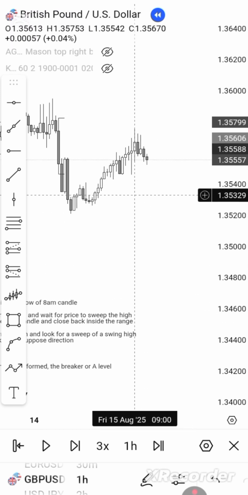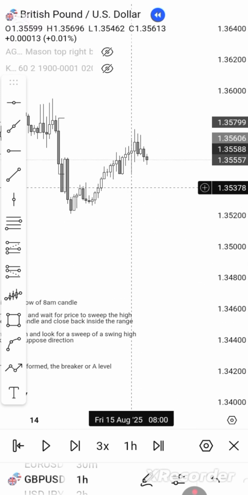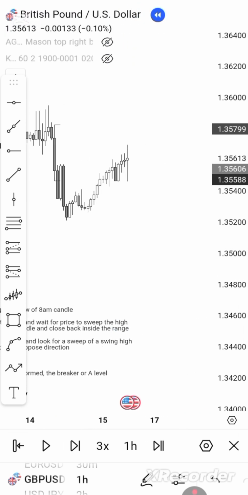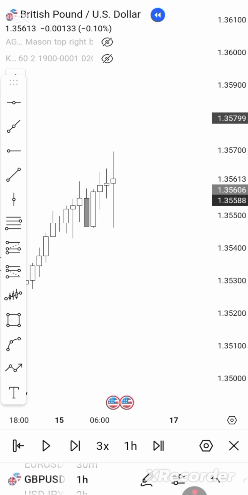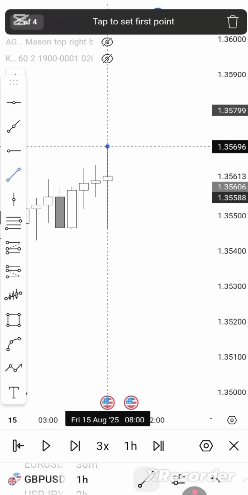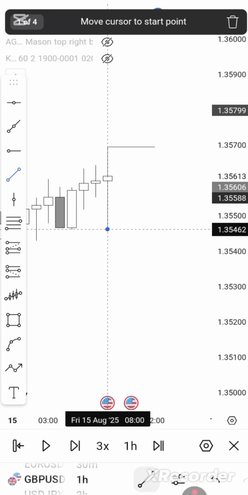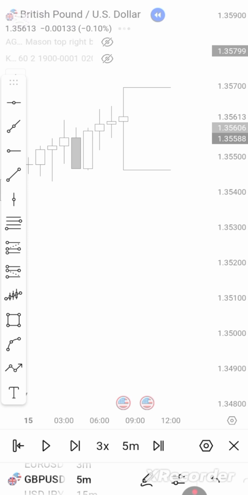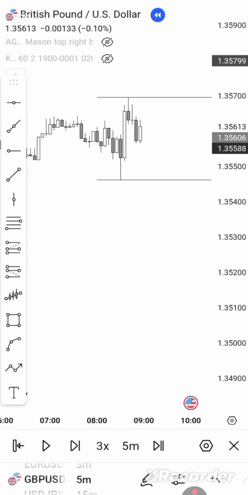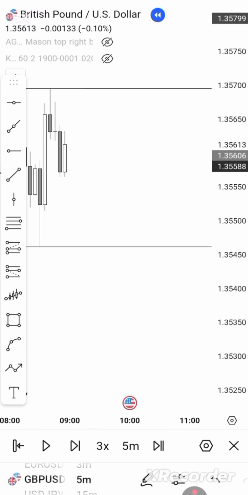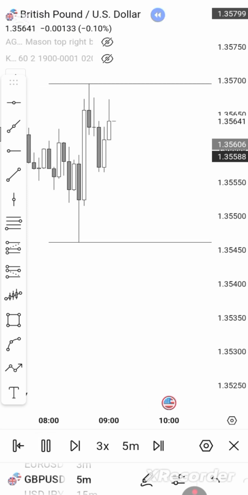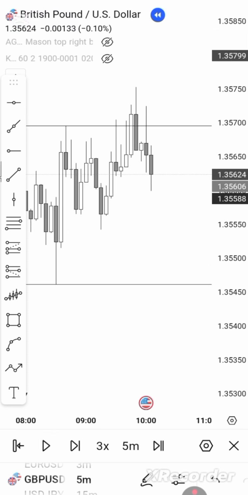Back test. I think this is an 8 a.m. Okay, this is a 7 o'clock, 8 o'clock. Okay, this is an 8 a.m. candle. So this is where I treat this particular mode. I will mark the high and the low of the 8 a.m. candle, right? Next thing is to go to the 5 minute time frame. Now this is the 5 minute time frame. Now I'll look for a sweep of the high or the low and a close back in. Okay, now can you see?